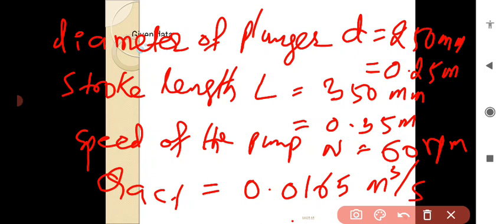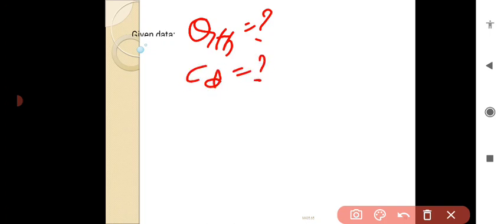These are the four values given. Diameter of plunger D is equal to 250 mm, that is 0.25 meter. Stroke length L is equal to 350 mm, that is 0.35 meter. Speed of the pump N is equal to 60 rpm. Actual discharge Q actual is equal to 0.0165 meter cube per second. And we are asked to find theoretical discharge QTH, coefficient of discharge CD and slip.